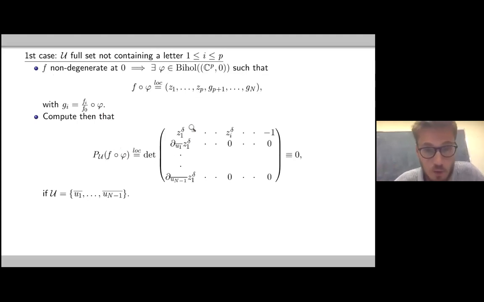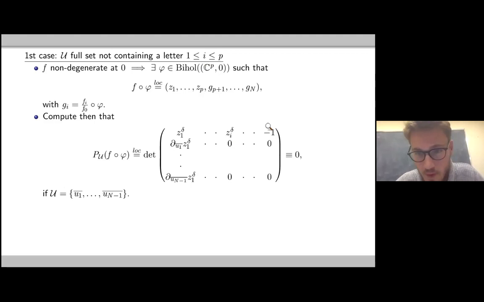So we have this determinant. Here we have listed the words of U. Note that we highlight here this column associated to Z_E, so Z_E to the power delta. And as E does not appear in all these words, when we differentiate, it's going to be always 0. So this is why we have this column.